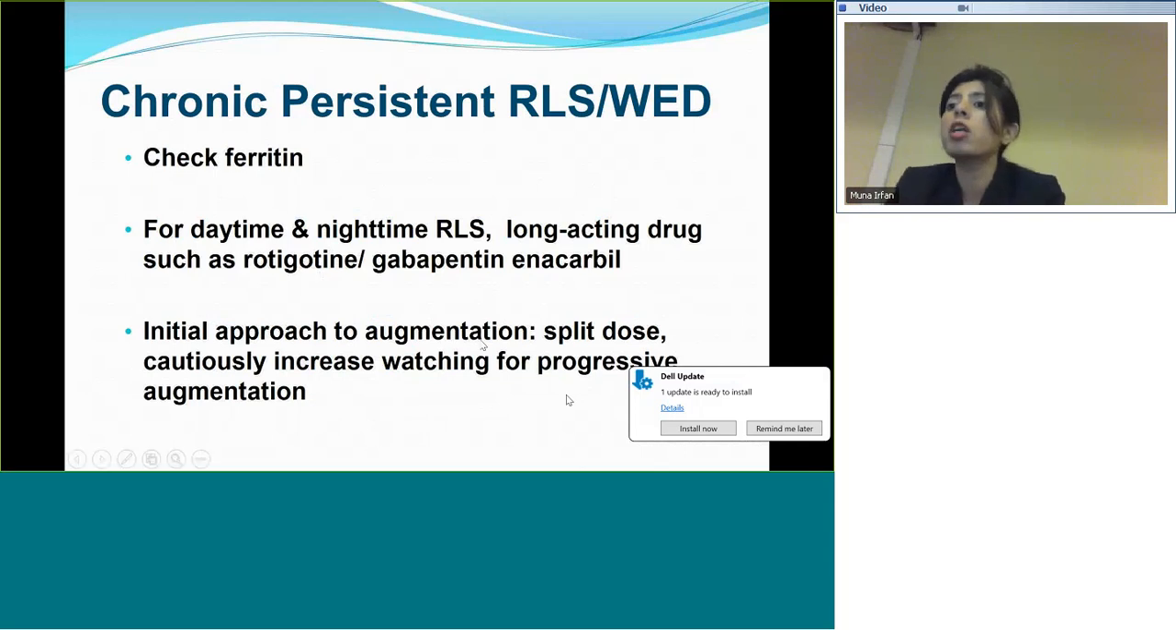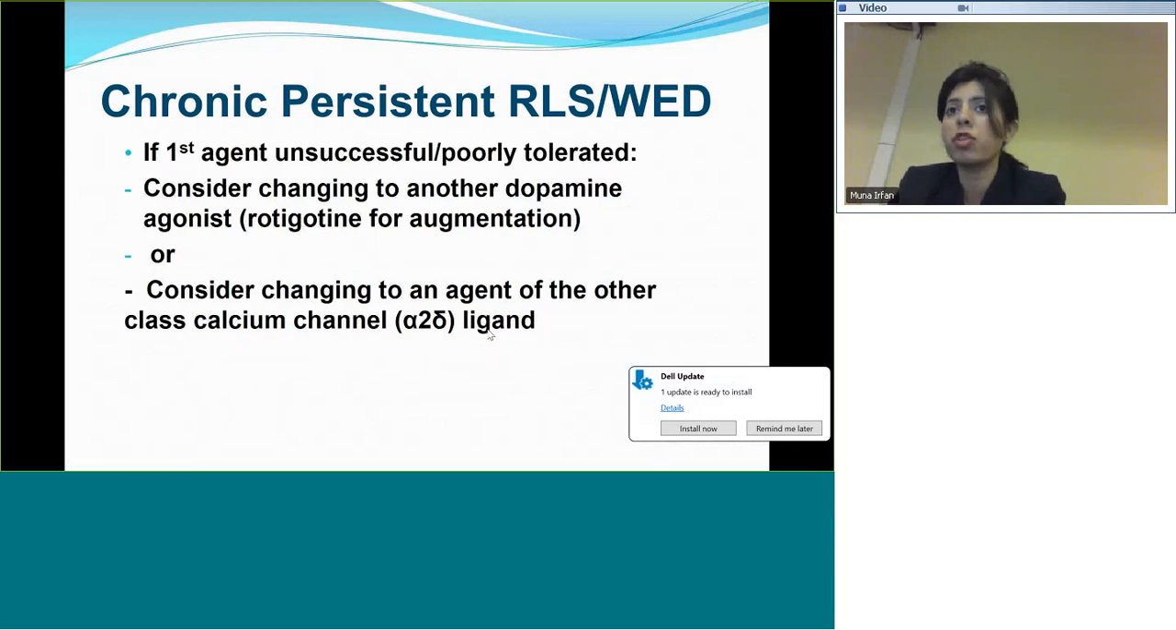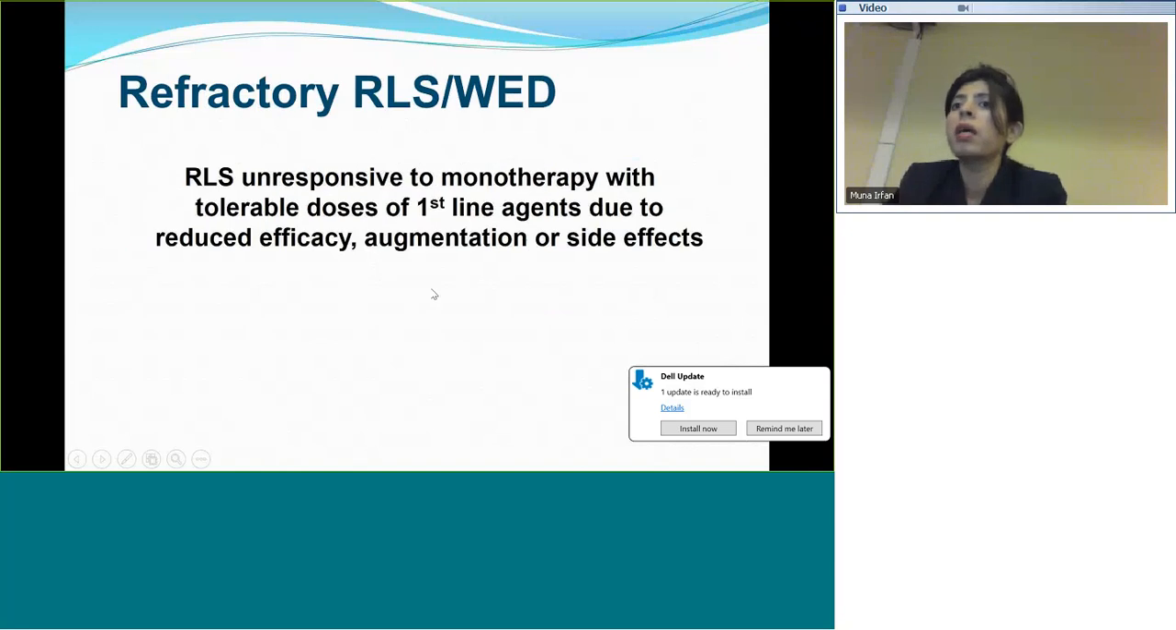For augmentation, initially split the dose, but then carefully observe, bring them back in for follow-up. And if the symptoms start progressing, then that's time to switch. Consider changing to another dopamine agent. That could be done if the first agent is unsuccessful or if the side effects are not tolerable. And the next step is, of course, changing to the other class.